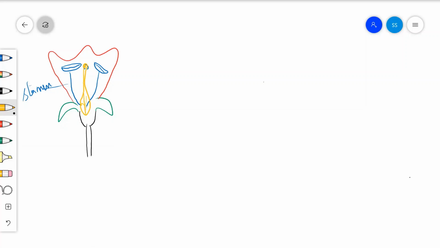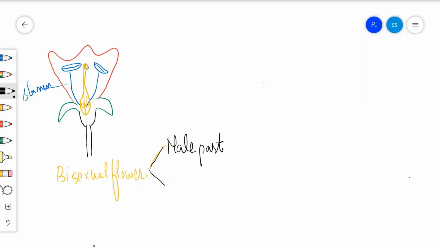Inside the pistil we have the ovules, which contain the female gamete, right? And this flower is a bisexual flower, as it contains the male part, that is stamen, and the female part, that is your pistil. It's a bisexual flower.